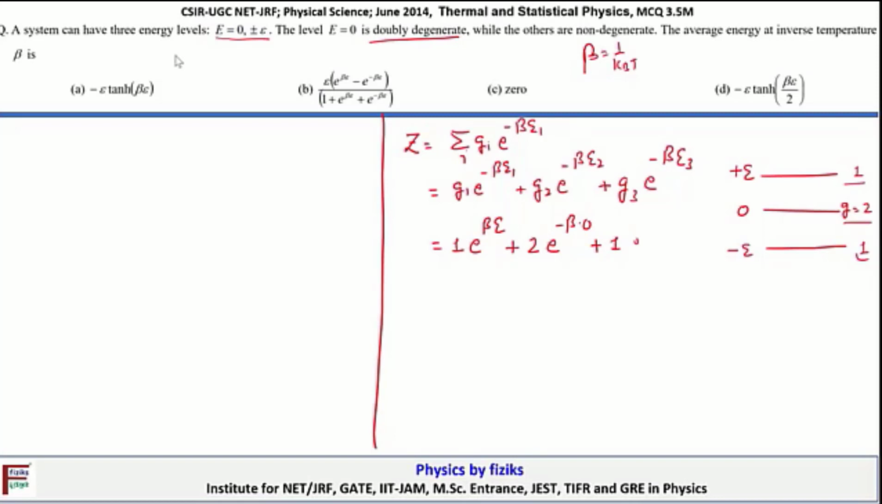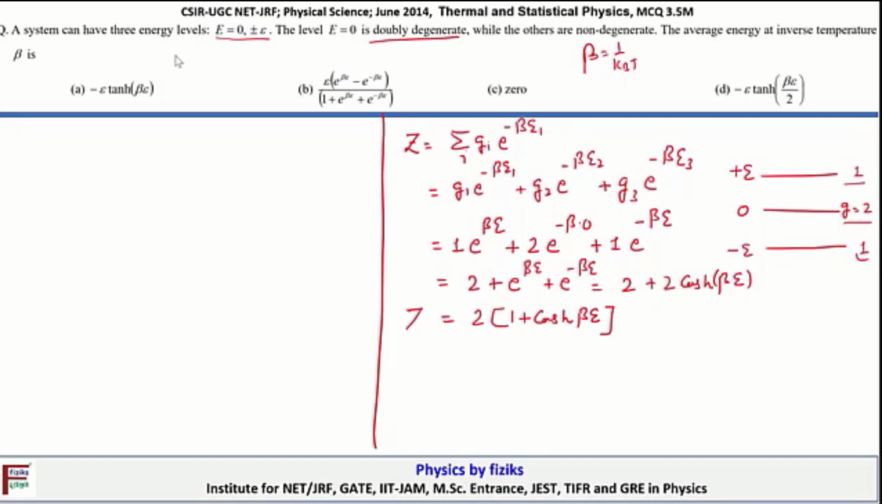plus g3, that is 1, times exponential minus beta E. After rearranging all these terms, this becomes 2 plus exponential beta E plus exponential minus beta E, which is equal to 2 plus 2 times cosh of beta E. Or this can be rewritten as 2 times 1 plus cosh beta E. That is the partition function, so let's call this equation 1.